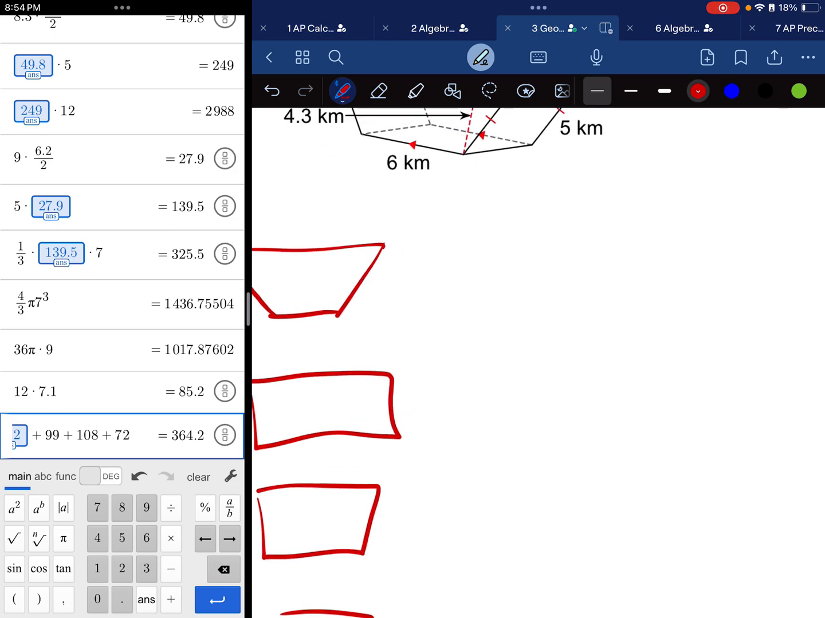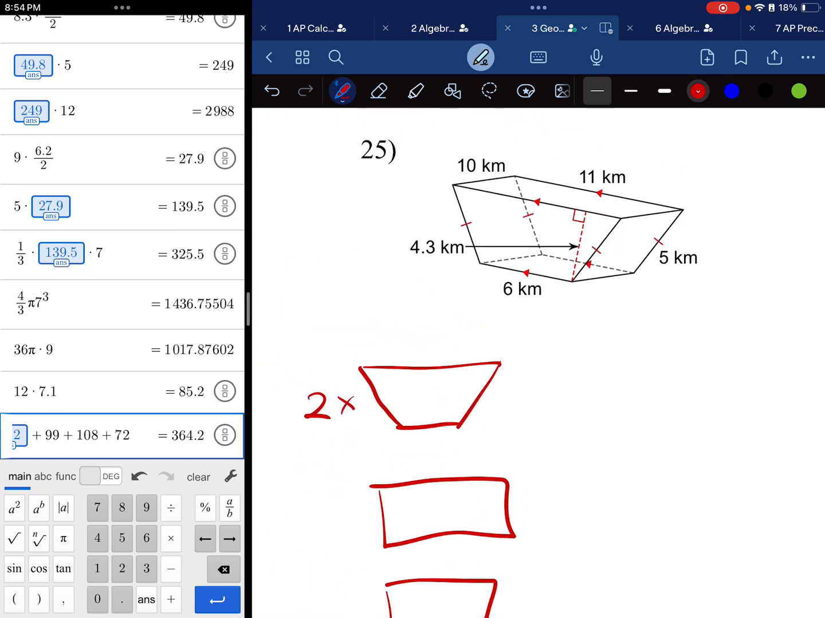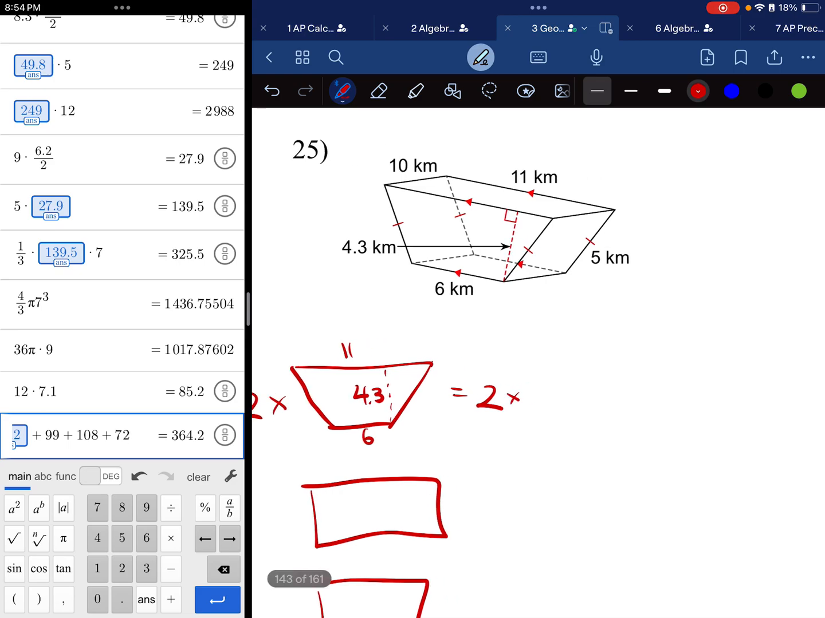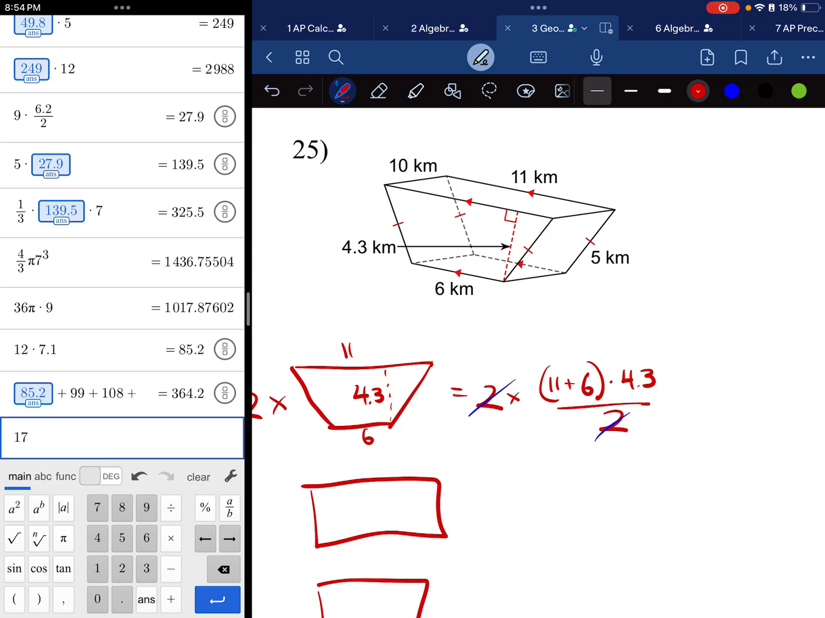Let's do the trapezoid first. So the trapezoid has this height here of 4.3. One of the bases is 6. The other base is 11. The formula for this one, there's still 2 copies of this, is base 1 plus base 2, all of that times the height, and then divided by 2. And yet again, these 2 cancel out, which is kind of nice, isn't it? So really what I have to do is 17, what am I going to type here? 17 times 4.3.